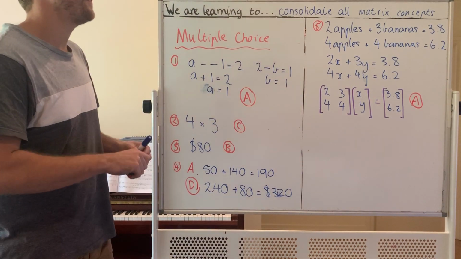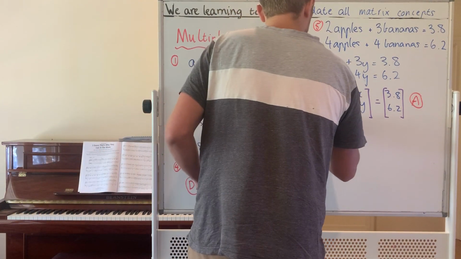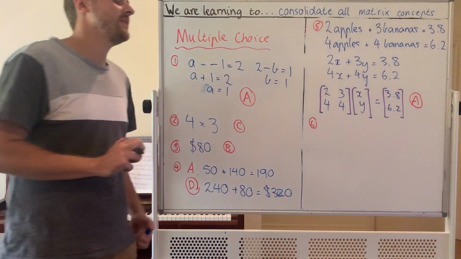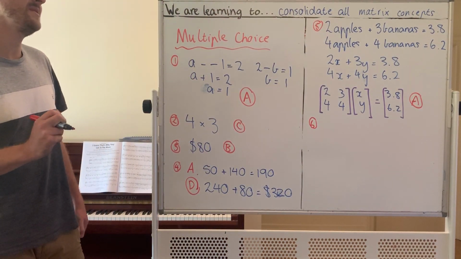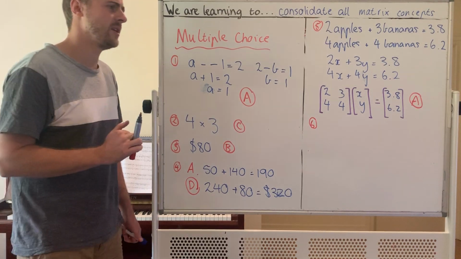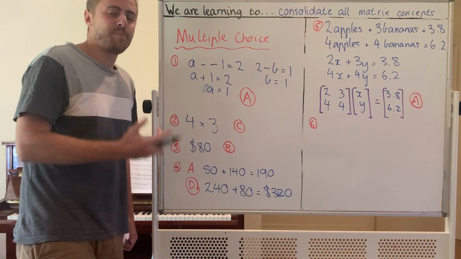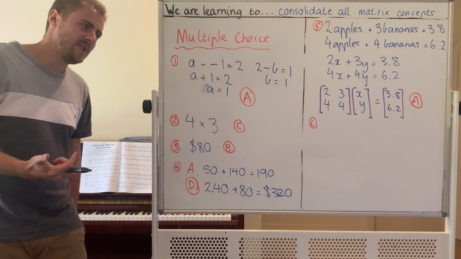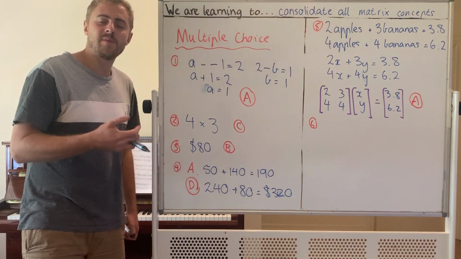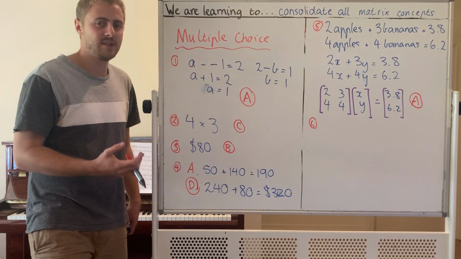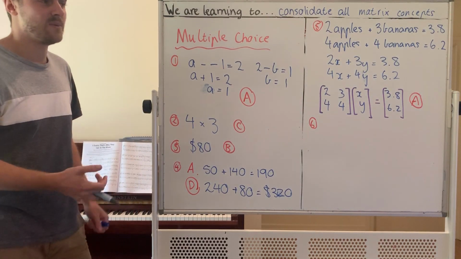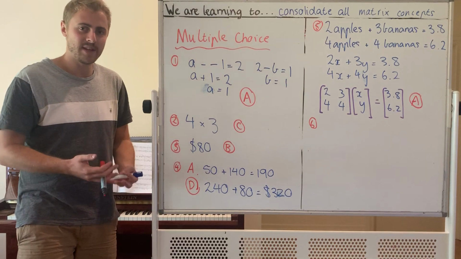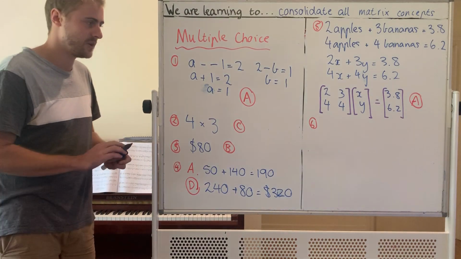Question 6. The matrix that represents the product is. So we've got 2 matrices there. We've got a 2 by 3 and a 3 by 1. Because this is multiple choice, it would be pretty unnecessary to do that one by hand. I would definitely use your CAS for this one. You're welcome to do it by hand if you want, but really that's just going to waste time that can be used on other questions.